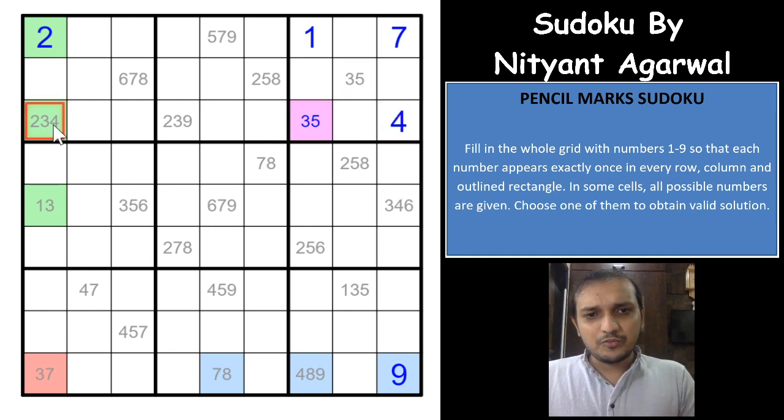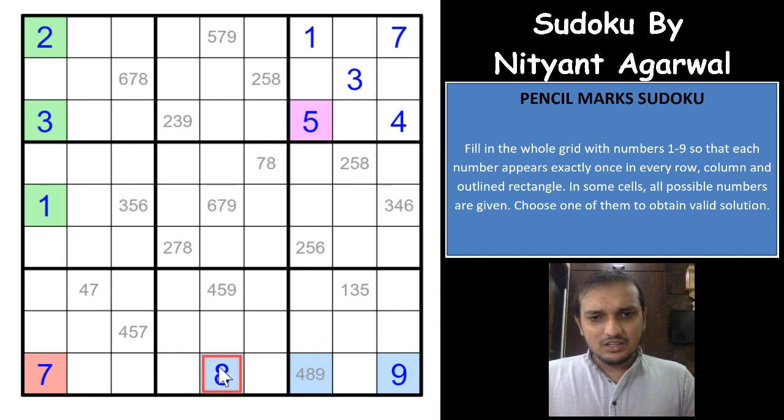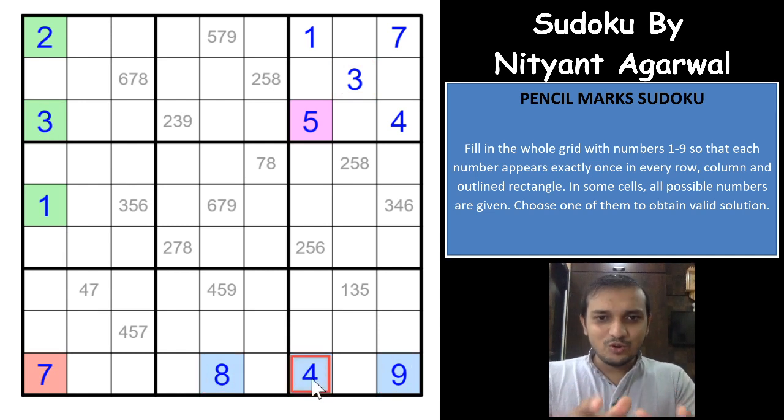That eliminates 4 from this cell and 2 from this cell because of the 2 here, that gives you a 3, right? That gives you a 3 here, a 5 here, a 3 here. So this 3 will give you a 1 here, a 7 here. This 7 will give you an 8 here. The 8 and 9 will give you a 4 here, right? See the way the Sudoku is flowing.